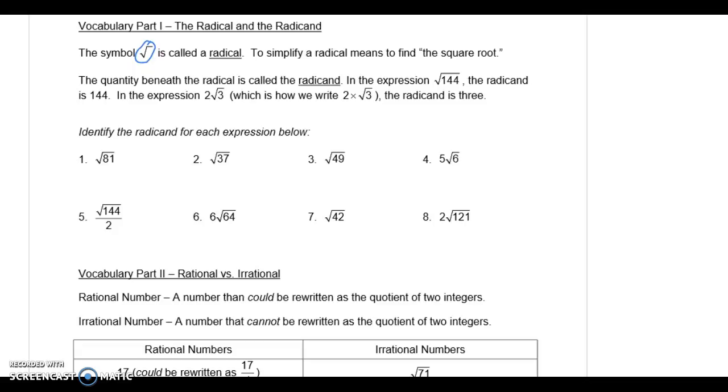So in the expression right here, we've got that 144. That number underneath the square root is called the radicand. And same thing with the 3, because that 3 is underneath the square root. That is the radicand. So in number 1, identify the radicand for each expression below. So again, 81 is the number underneath the square root, 37, 49, 6, 144, and so on. Just identifying the number underneath.